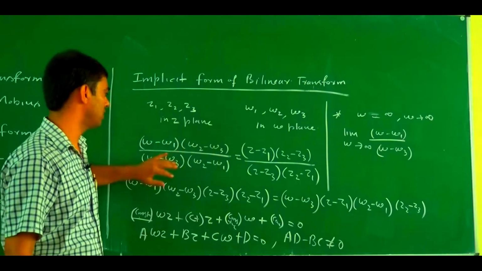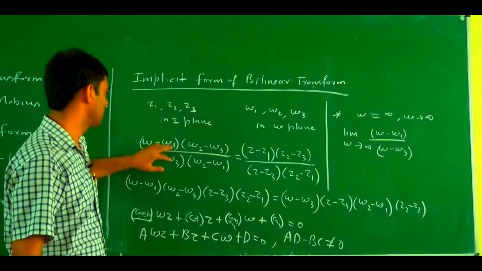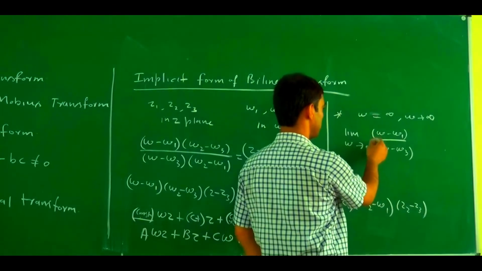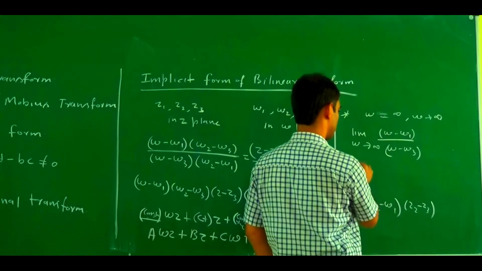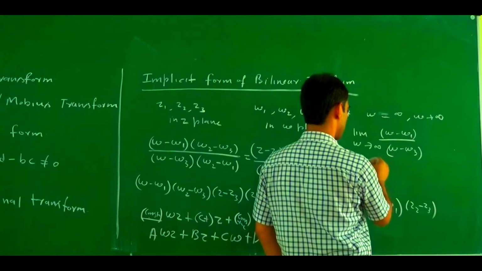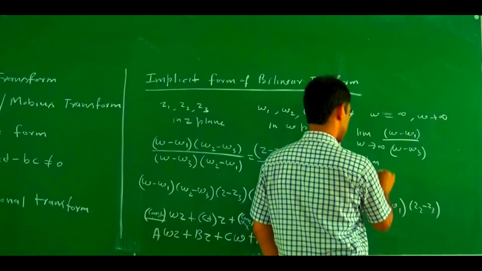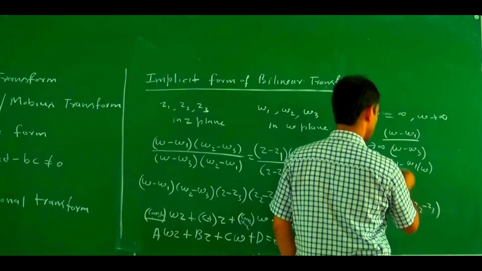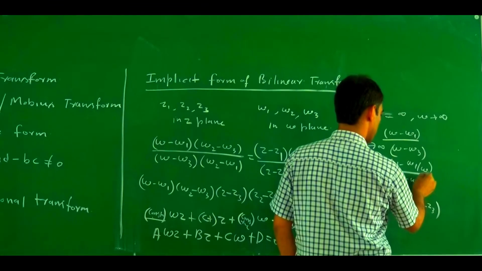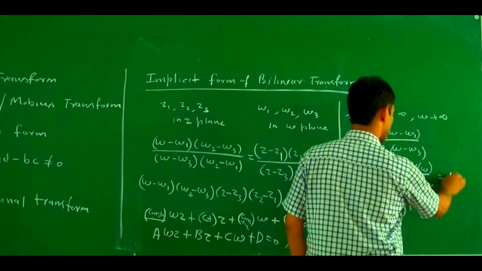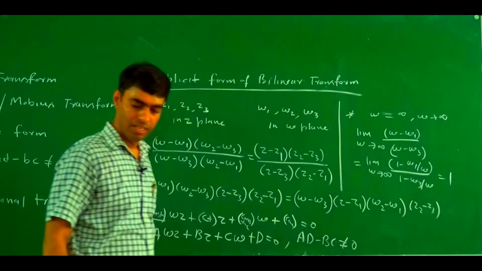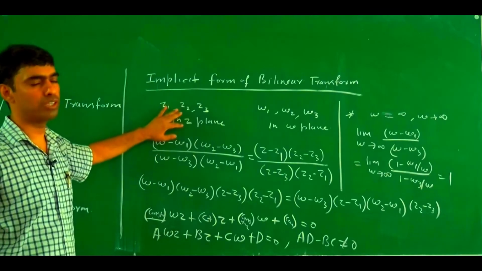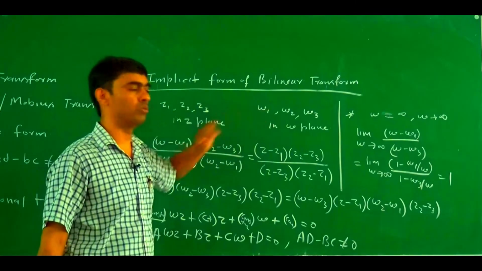Here this was a constant, so I am not including this term, w minus w1, w minus w3. If you closely observe here, w becomes outside. The limit as w tends to infinity, this becomes 1 minus w1 upon w, and this becomes 1 minus w3 upon w, and this equals 1.